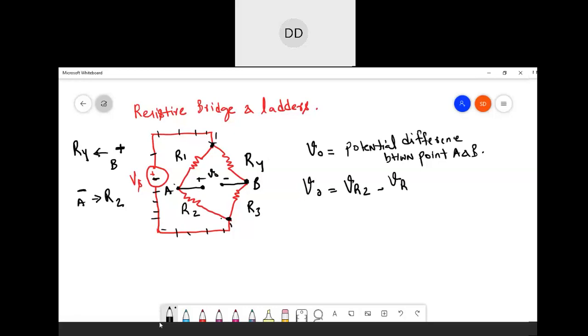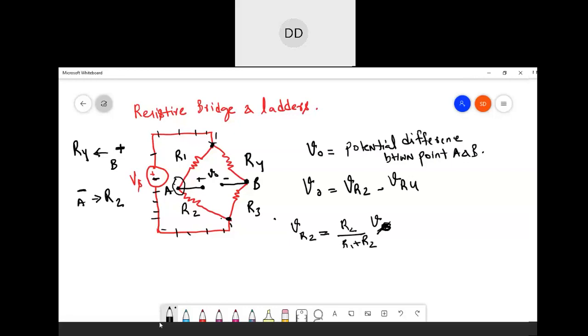Now if you see clearly, what is VR2? See here, this is a network. If I solely take this network, wherein I have connected Vs across R1 and R2, between R1 and R2 there is a simple node. So here it's a voltage divider network. If I write VR2 in terms of the voltage divider, considering R2, I can write R2 by R1 plus R2 into Vs, because the source voltage is Vs.